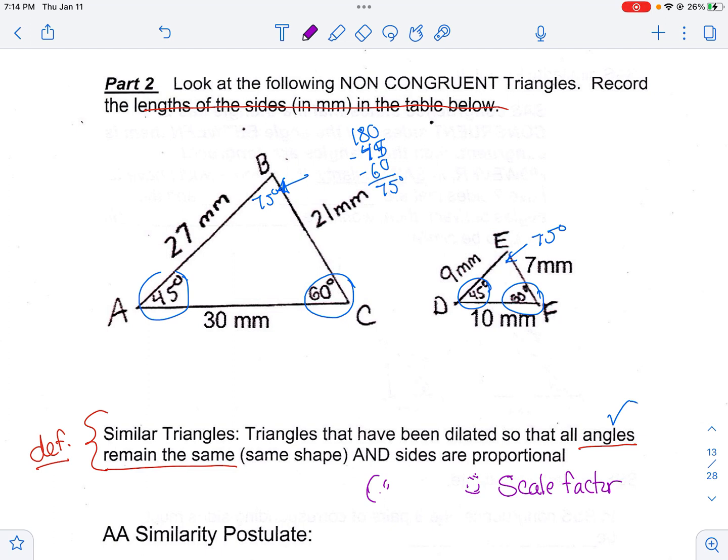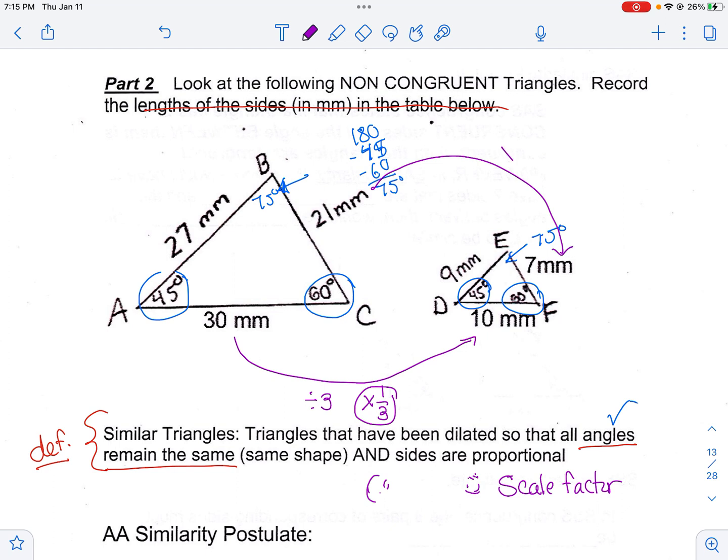If we look at the 30 millimeter side and compare it to the 10 millimeter side, we can see that it obviously has decreased. Some of you might look at that as dividing by 3, but a scale factor is multiplication. So remember, dividing by 3 is the same as multiplying by 1/3. As long as that same scale factor occurs for all of the pairs of sides, then we know they're proportional.